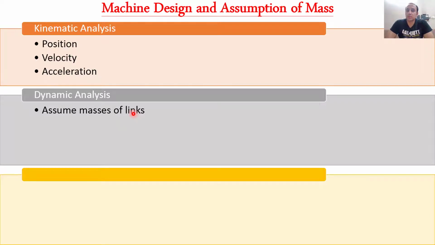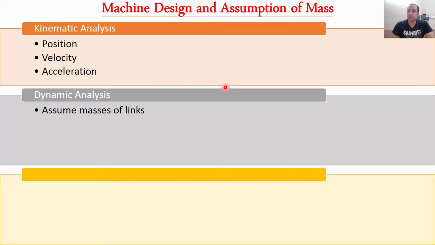We considered those links to be massless, right? So in order to start the dynamic analysis, although we have the acceleration, there's another task which we need to perform, and that is the assumption of the masses of the links. We need to assume that the parts which we have have this much mass. Okay, so number one, we need to assume the mass.